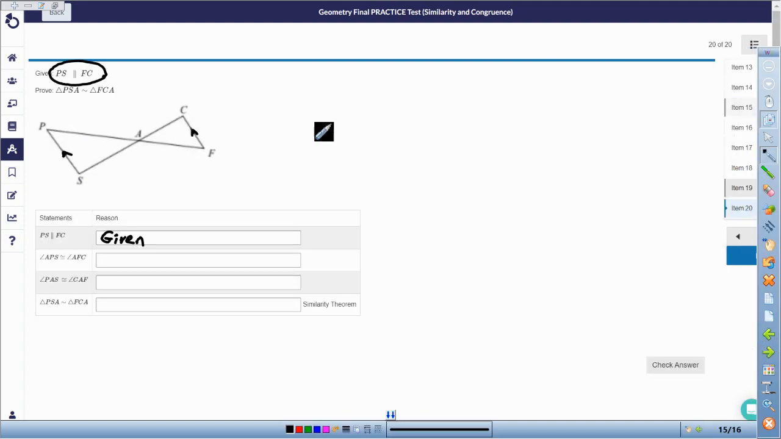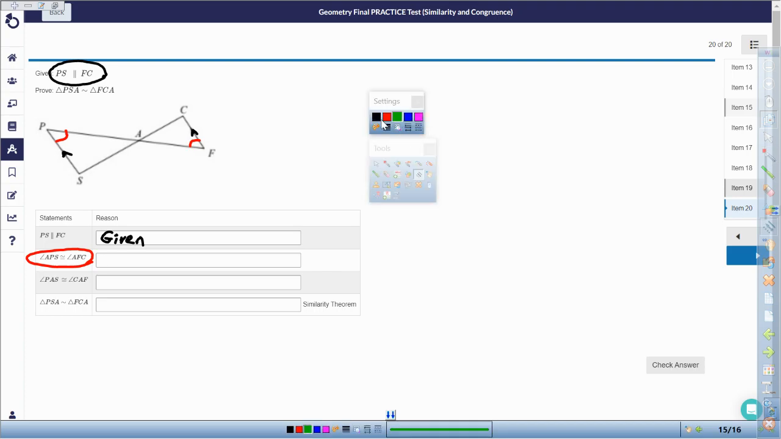Here's my first thing I notice: vertical angles. This angle is congruent to this angle. Really, if you take a look at the next statement, we would want to follow what they're saying. Angle APS is congruent to AFC. They're pointing out that these angles are congruent first. That wouldn't be the first thing I would do, but we want to follow the statements that they're writing out.